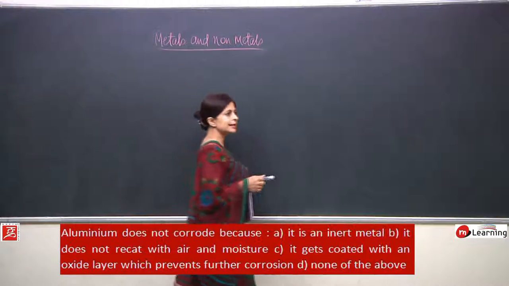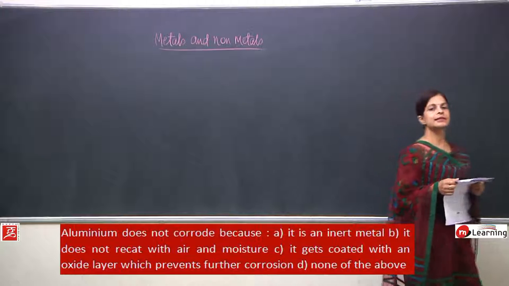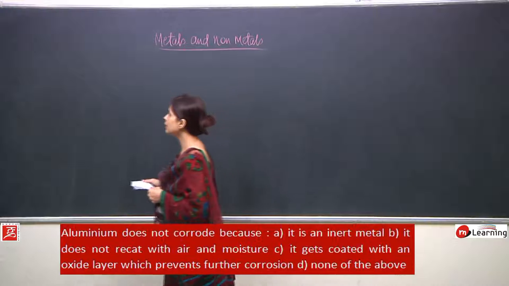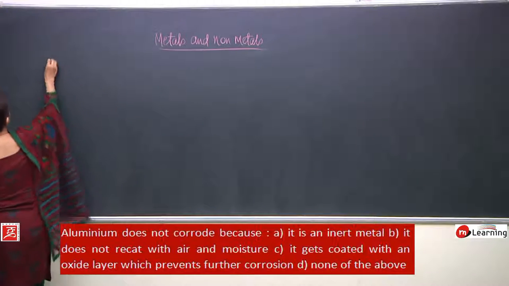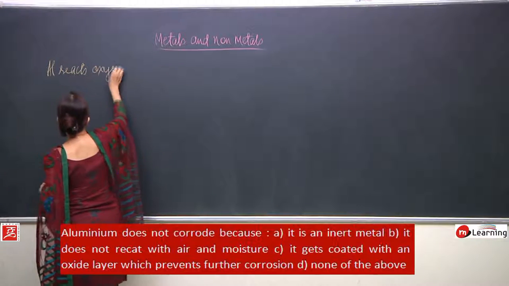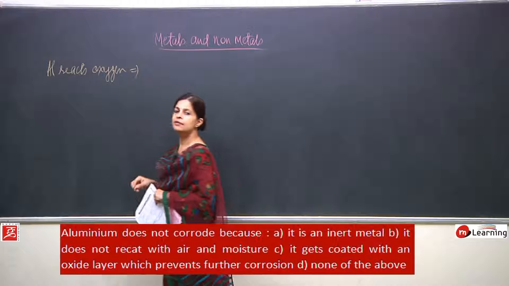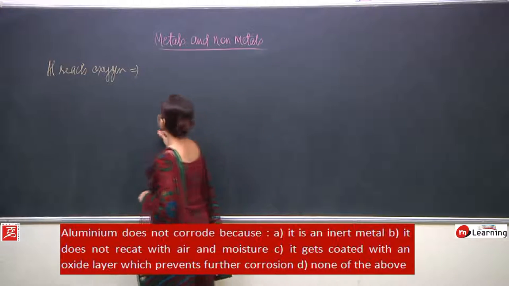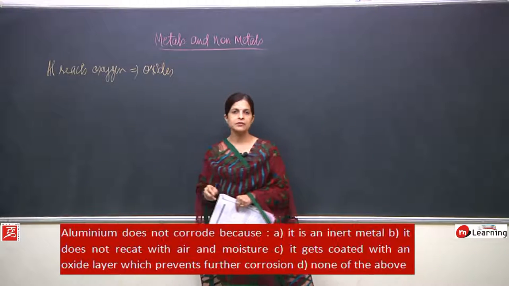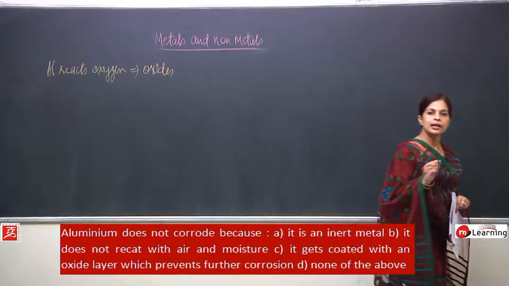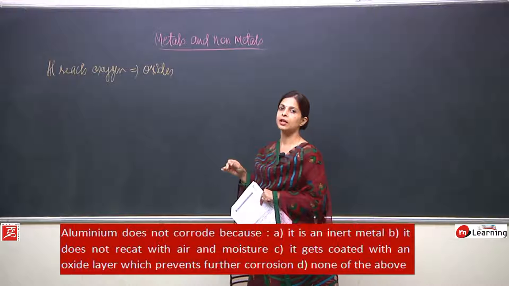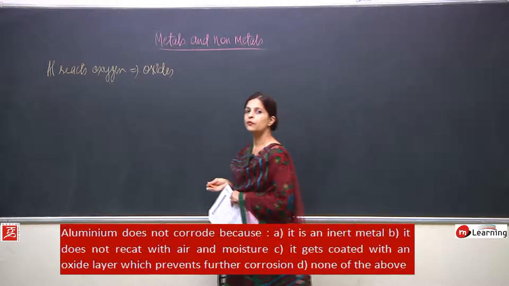That is the question. See, this we have not discussed in the chapter. Actually, aluminium has a very good property that it reacts with oxygen, and obviously when a substance reacts with oxygen, oxides will be formed. And you know what happens when aluminium reacts with oxygen, a layer of oxide is formed, and this oxide layer prevents it from further destruction or further reaction.